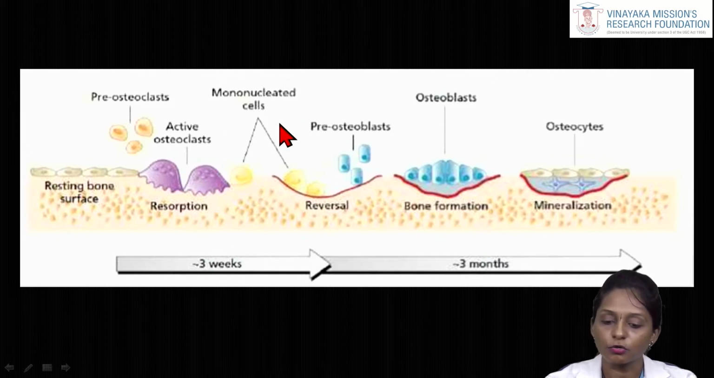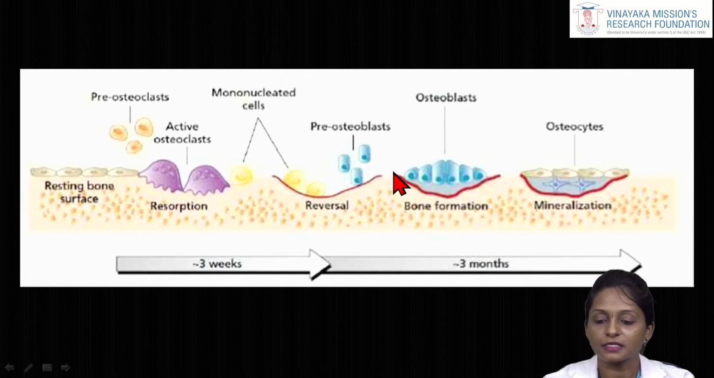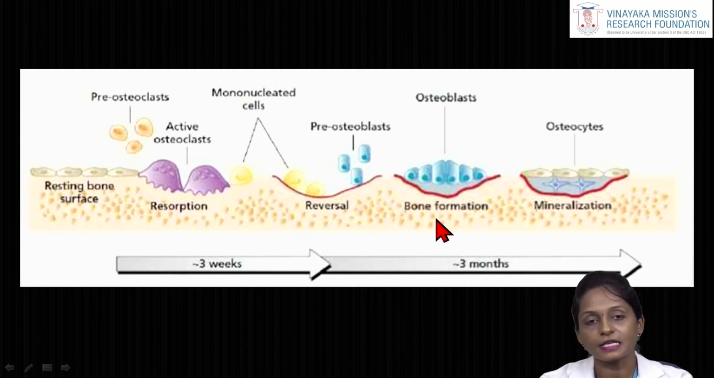And there are mononucleated cells which adhere to the resorbed areas. And then the pre-osteoblasts get attached to the resorbed area, and there is a reversal of this process. That is, the osteoblasts occupy the resorbed bone surface area and then help in bone formation. As I have already told you, the osteoblast is nothing but your bone forming cell, and the osteoclast is nothing but your bone resorbing cell.